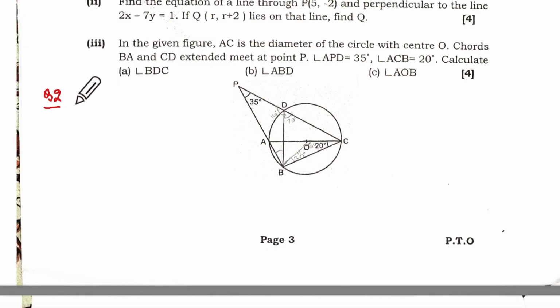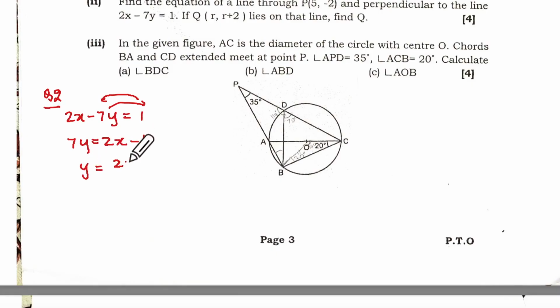Perpendicular to this line, so you'll write the given line as 2x minus 7y equal to 1. So 7y goes to that side and 1 goes to this side. So it will become 2x minus 1, so y will be equal to 2x upon 7 minus 1 upon 7. Now remember y is equal to mx plus c. So therefore slope of this will be m1, which will be 2 upon 7.